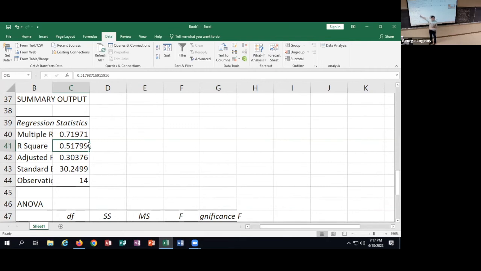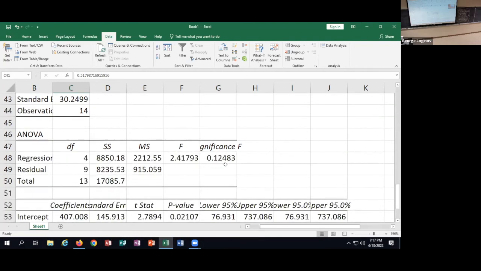Let's see how. Okay, so first check R squared, second check significance. That probability is 12.5%. We want that probability to be, rule of thumb, under 5%. Significance of 12.5% means this is not very likely that model.